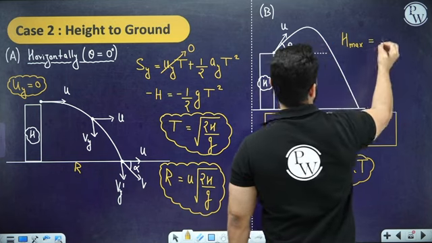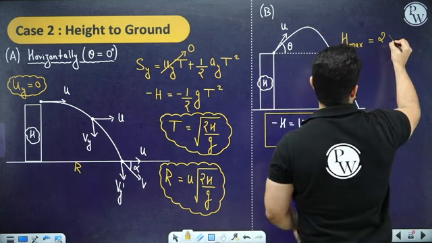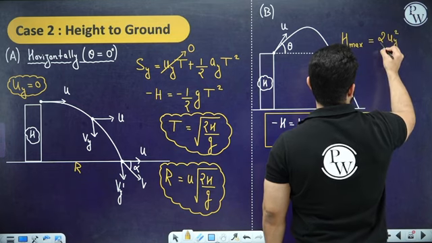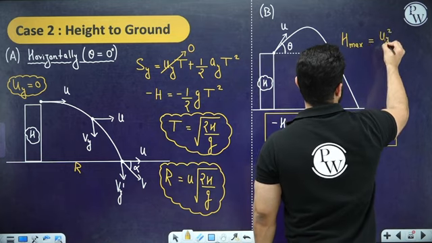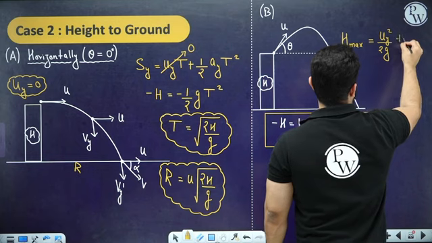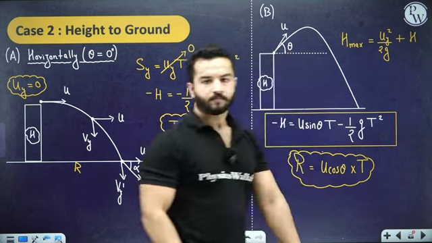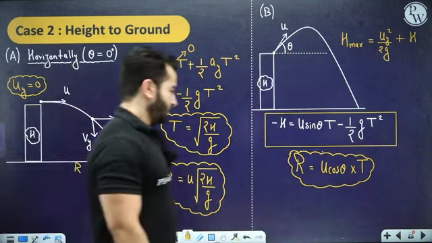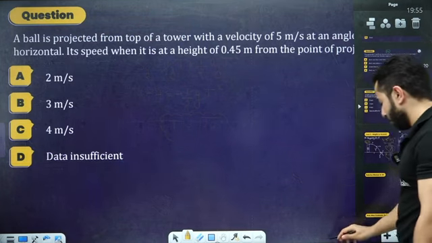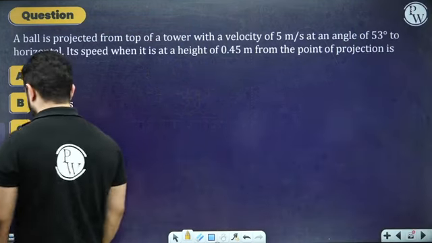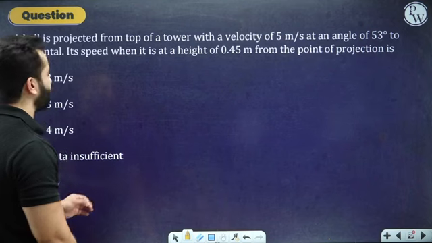if you're going to see, this is actually the maximum height. So this is actually uy square by 2g, plus the height of the tower also, which was capital H. So that's it. Hopefully you have all done it. Now after this we can actually solve this question. Again, I want you to pause this video right now and solve it by yourself.